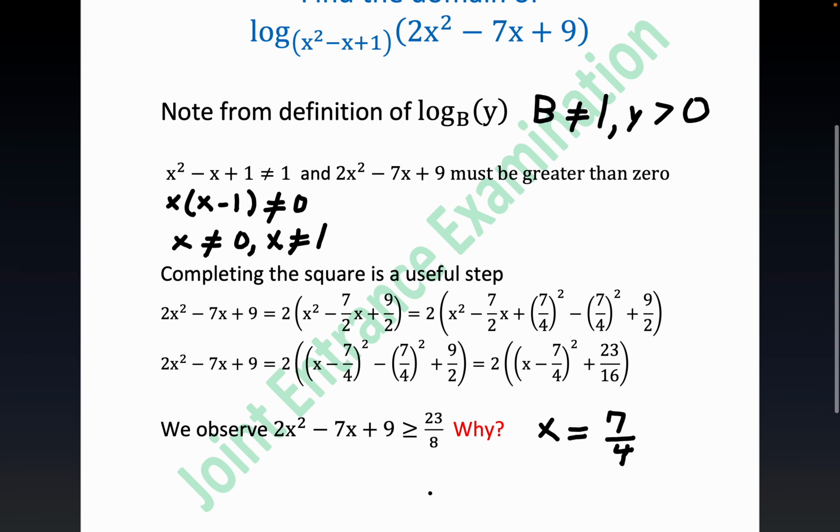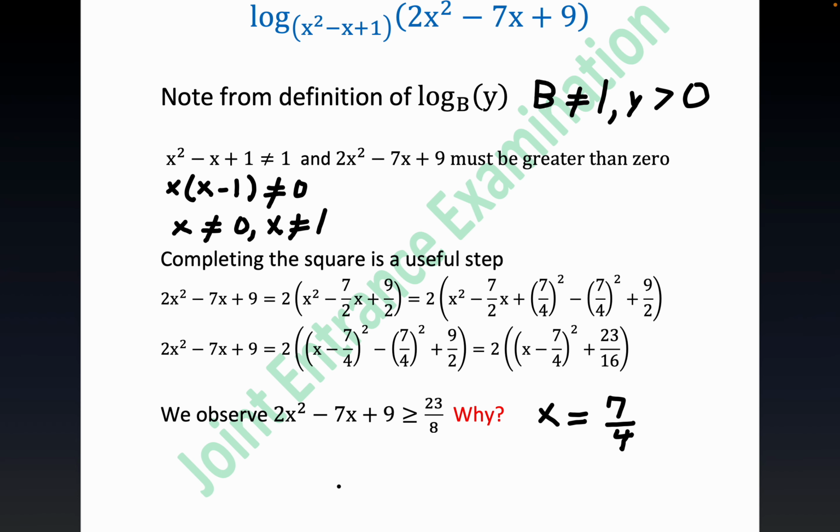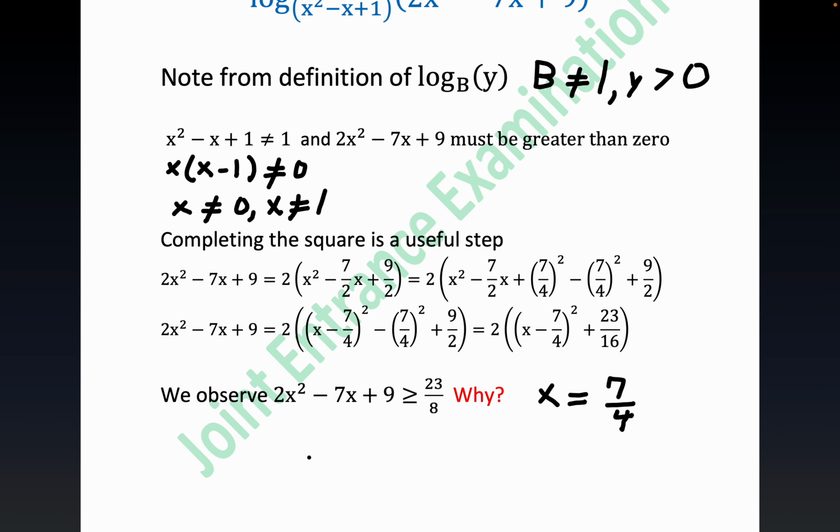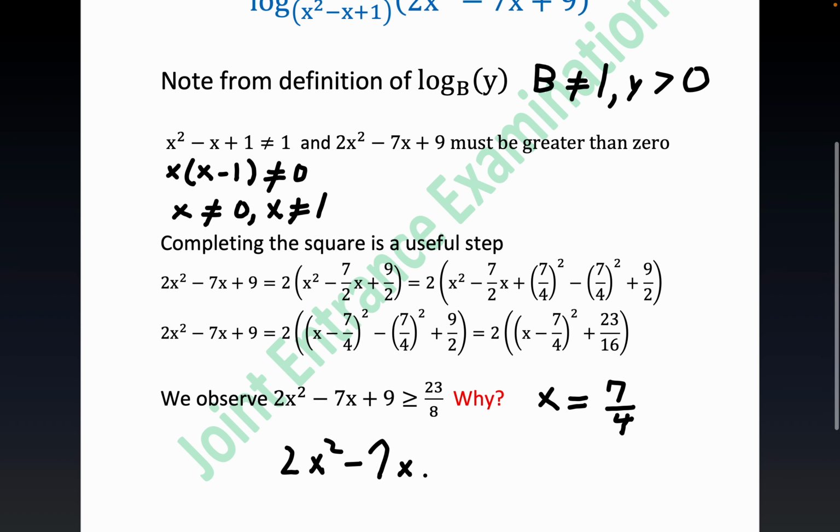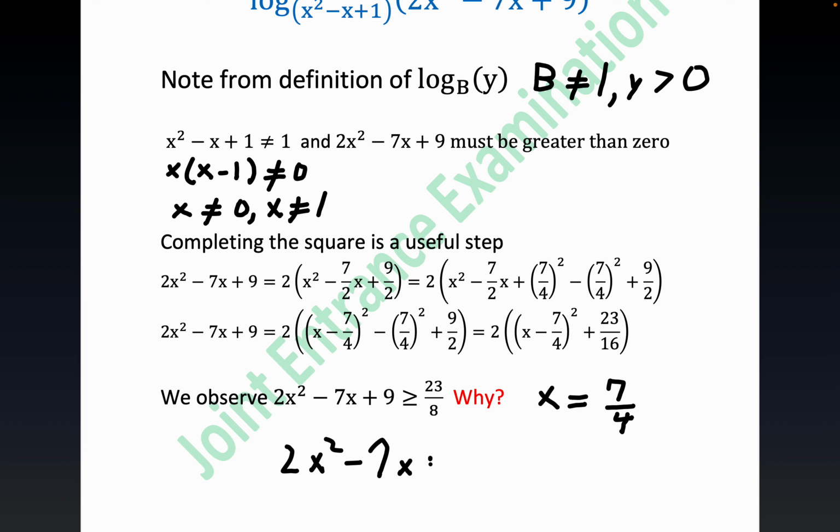So we see that since 23 over 8 is certainly greater than 0, we certainly see that 2x squared minus 7x plus 9 is greater than 0 as required. And that's for all x. And again, I'll just go and write that. This gets left out a lot in the US, but maybe all over the world. But for all x, remember the real numbers.